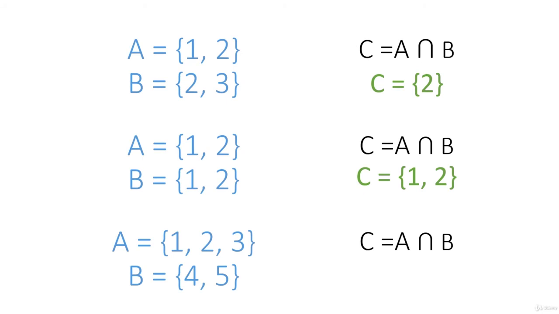And in the last example, A contains 1, 2 and 3 and B contains 4 and 5. The intersection of A and B is the empty set, because there is no element that is in A and in B. I hope this makes sense. I think it does. So let's take a look at some basic properties of this operation.